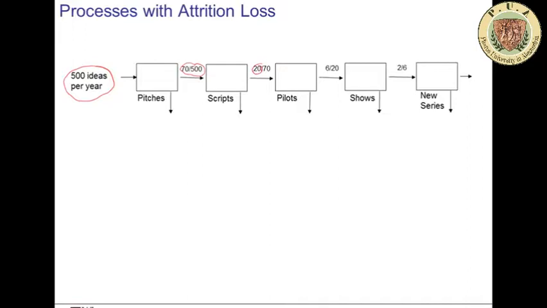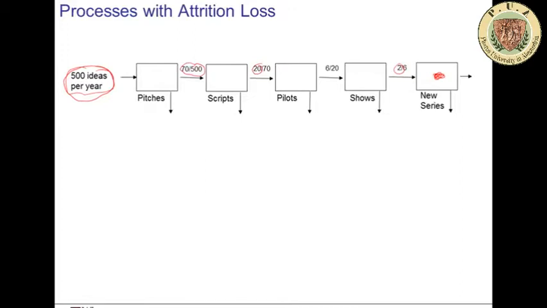Out of these 20 pilots, 6 are turned into new shows, and then the very best 2 are coming out as new series. The computation of finding the bottleneck in this process is very similar to what we have done. It hinges on the basic idea that not every one of these 500 ideas will make it all the way over to the end of the process. For this reason, it is misleading to look at the capacity at each of these 5 steps and pick the lowest one as the bottleneck.